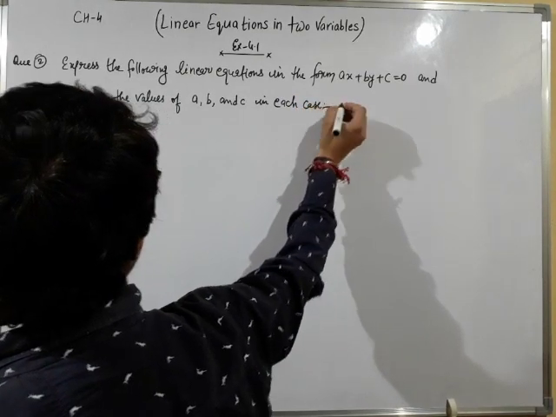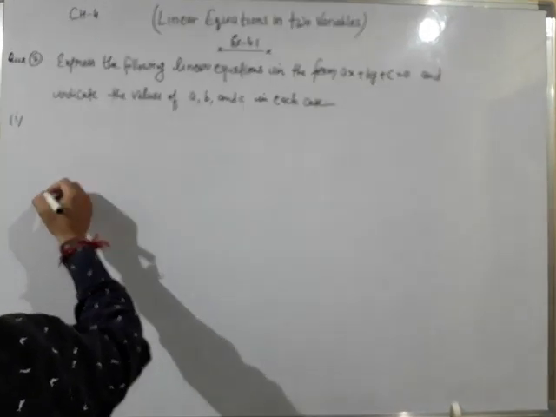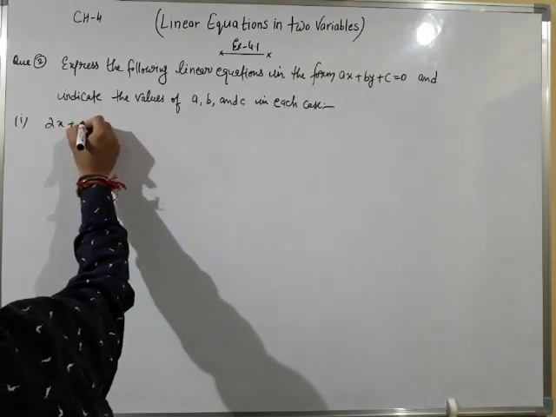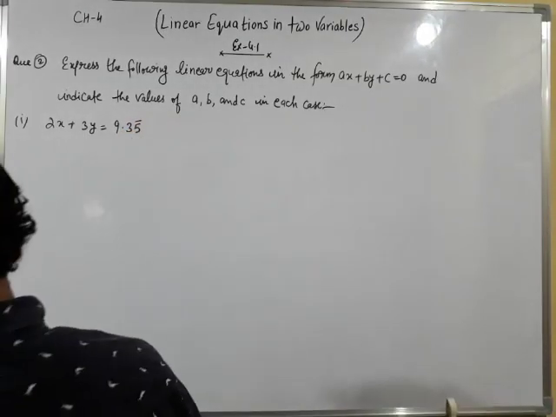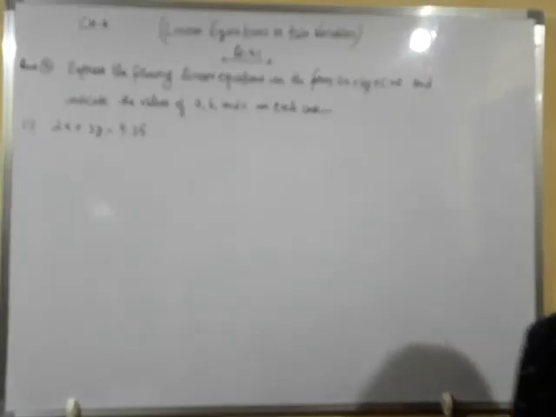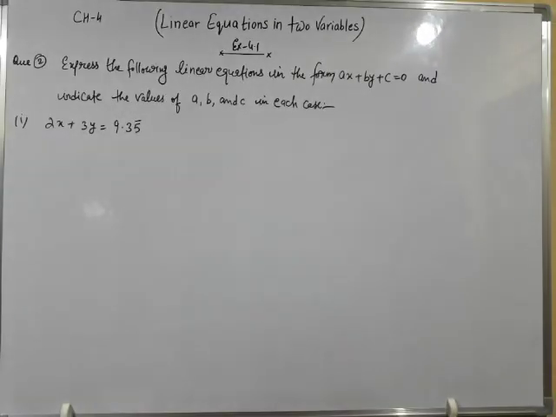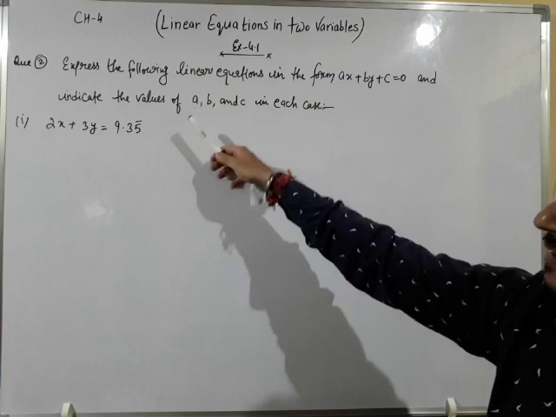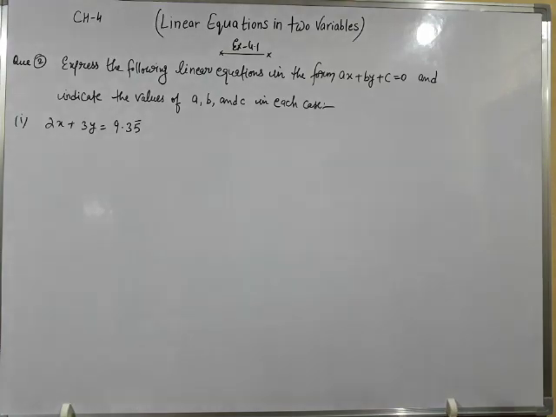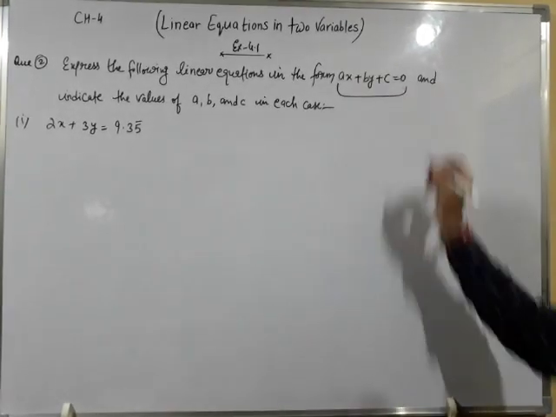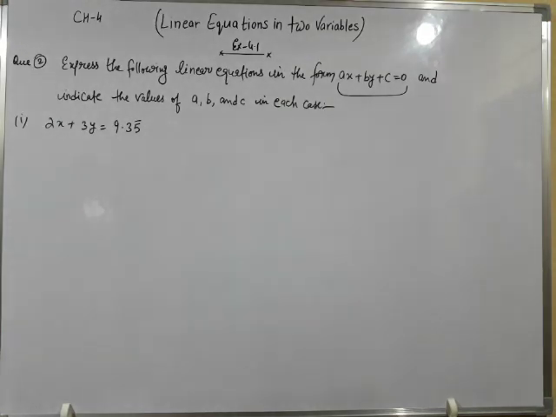This is your question number 2, and its first part is 2x plus 3y equals 9.35 bar. Now children, try to understand this question. We have to express the given linear equations in two variables in the standard form ax plus by plus c equals 0, and then we have to indicate the values of a, b and c in each case. The first part is 2x plus 3y equals 9.35 bar.